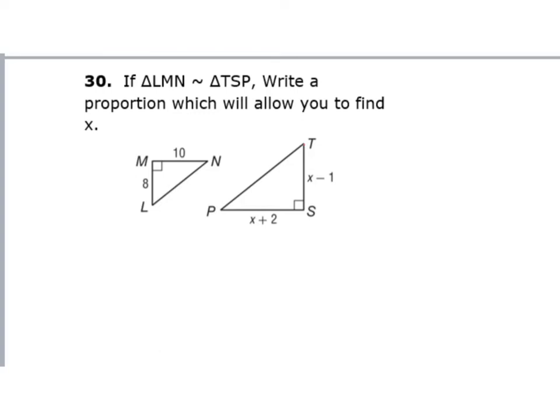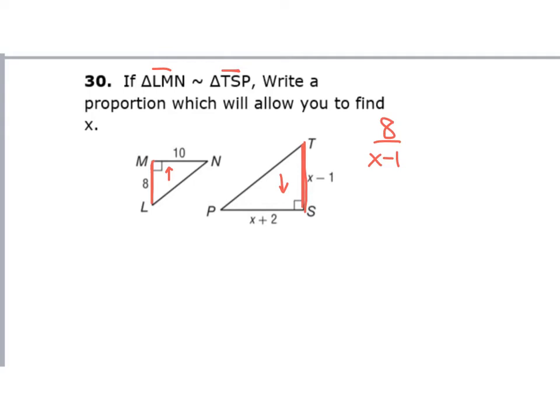But this one, you want to make sure you get the right things together. So starting with T to S, I see an x minus 1 here. So TS is going to match with LM, which is over here. And then we have to decide which one we want to put in the numerator and which one in the denominator. You can go either way. I like to put the smaller one in the numerator, but really it doesn't matter. So I'm going to put my up arrow on the left triangle and my down arrow on the right triangle. And I'm going to start with 8 over x minus 1.